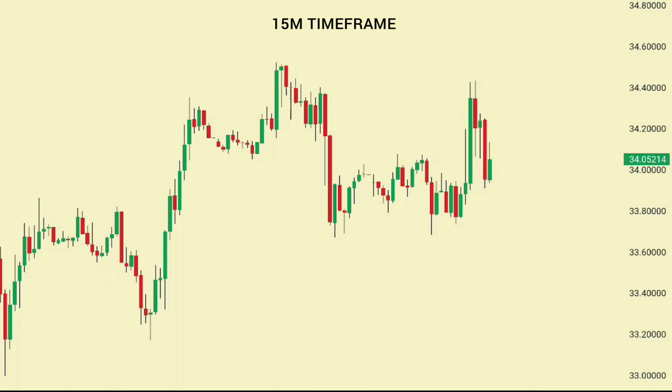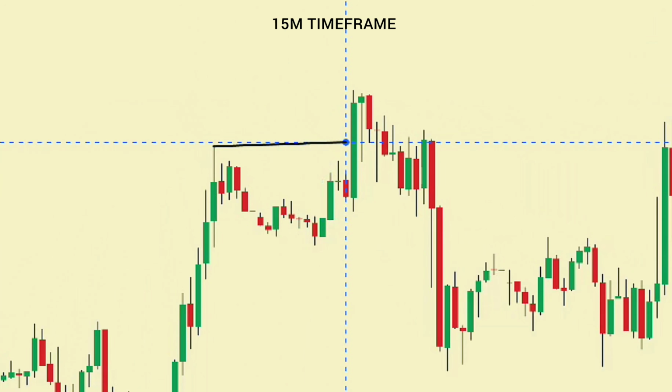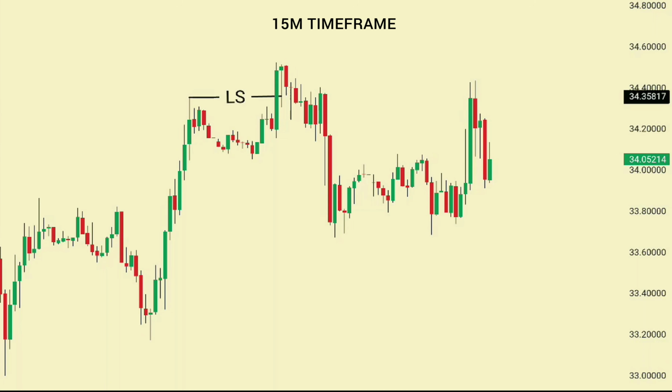Now that we understand the market context, the next thing I'm looking for is buy-side liquidity. This is where many traders place their buy orders or stop losses, usually above previous highs. Smart money often pushes price into these areas to collect that liquidity before reversing the market. So instead of selling immediately, I patiently wait for price to sweep this buy-side liquidity. Once that sweep happens, it tells me the market may be ready for a bearish move. And that's when I start looking for my confirmation, not my entry just yet.